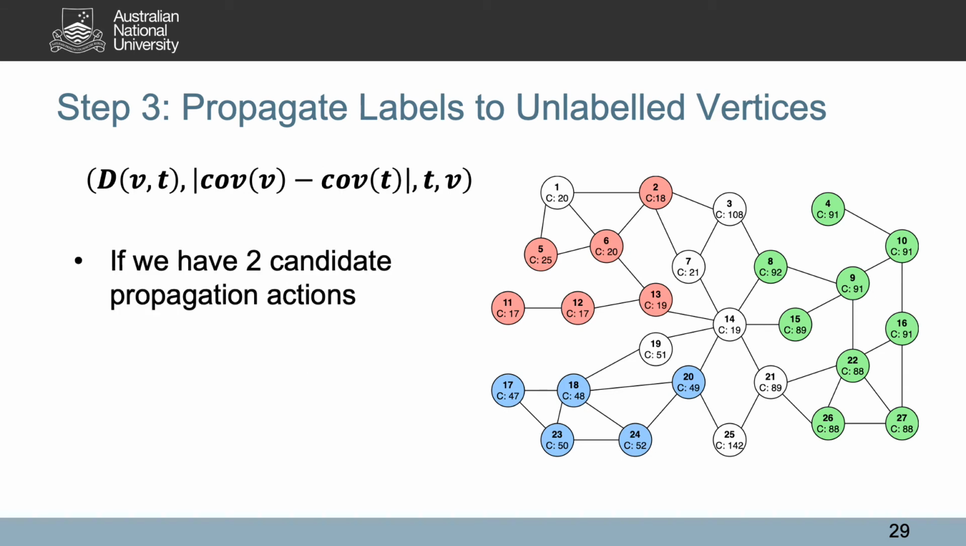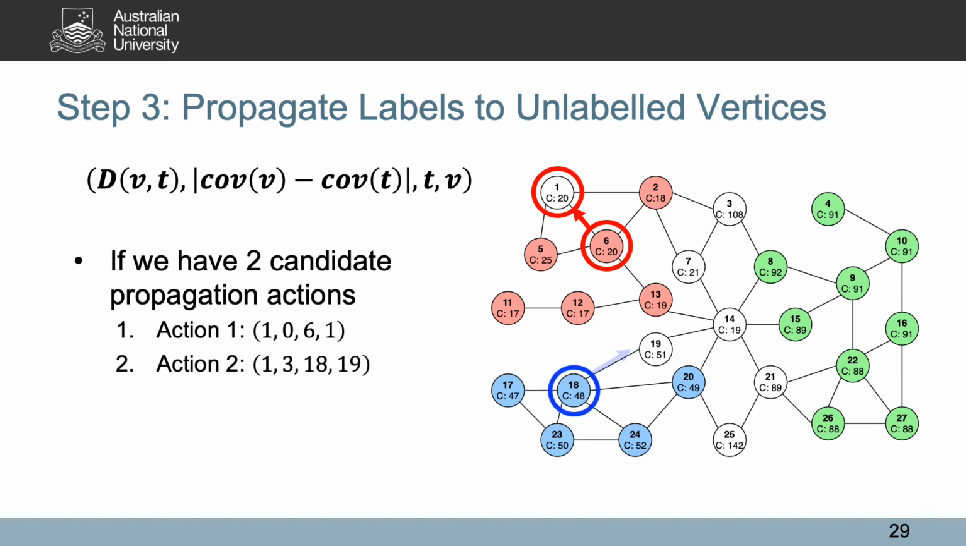Consider that we have two candidate propagation actions as given. We can push the label of vertex 6 to vertex 1 or we can push the label of vertex 18 to vertex 19. The distance is 1 in both the actions. Which action should occur first? Even though the distance is equal, the coverage difference is not the same. Vertices 1 and 6 have a coverage difference of 0, which is less than the coverage difference between vertices 18 and 19, which is 3. The closer the coverage is, the more probable the contigs have the same label. Hence, action 1 will be performed before action 2.